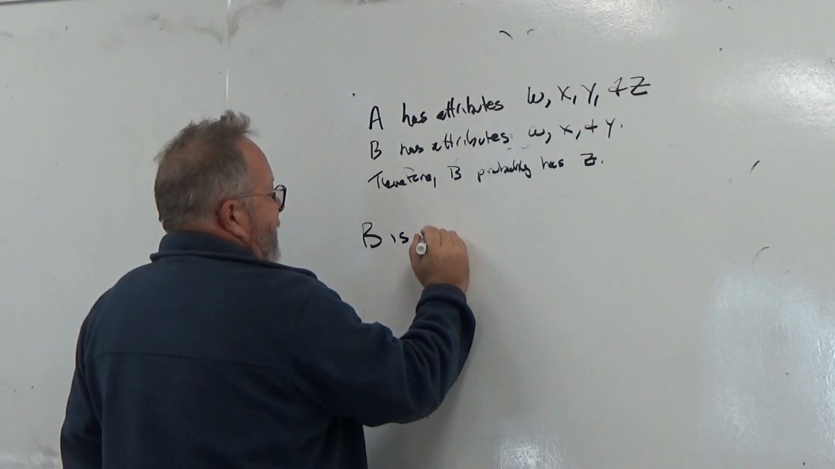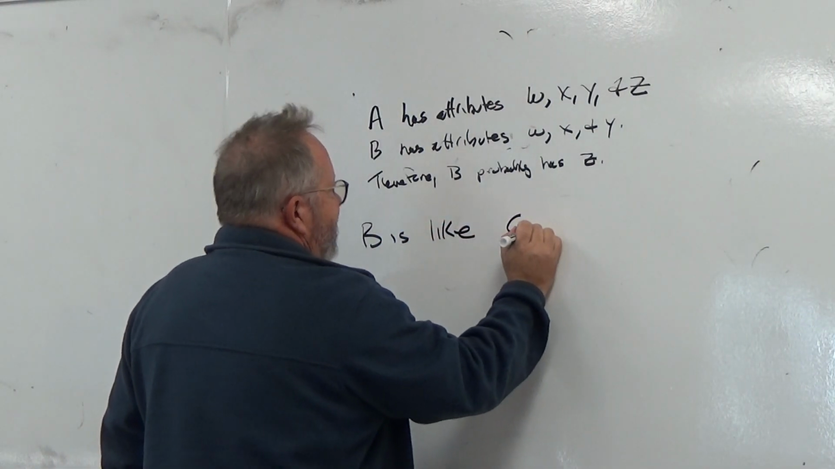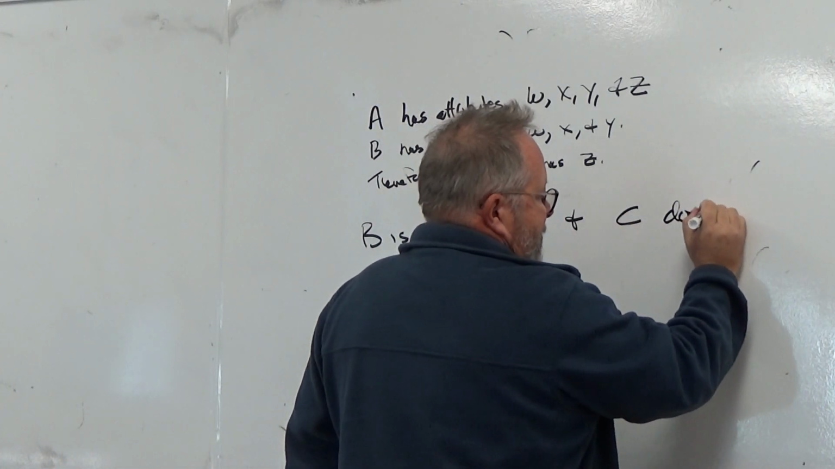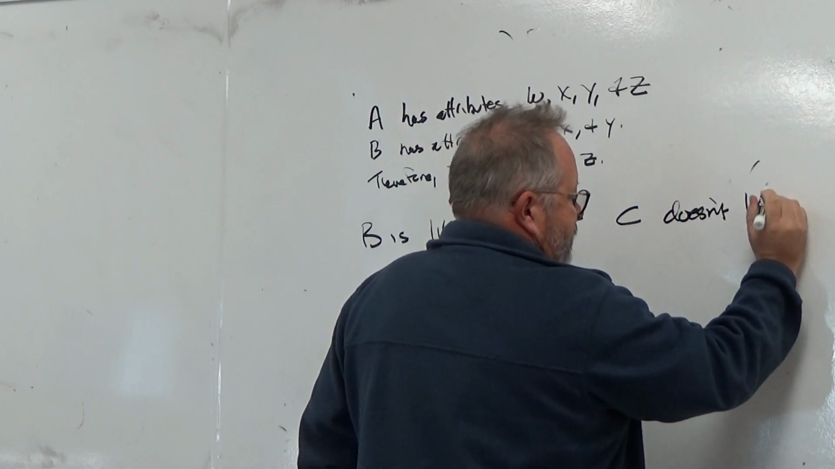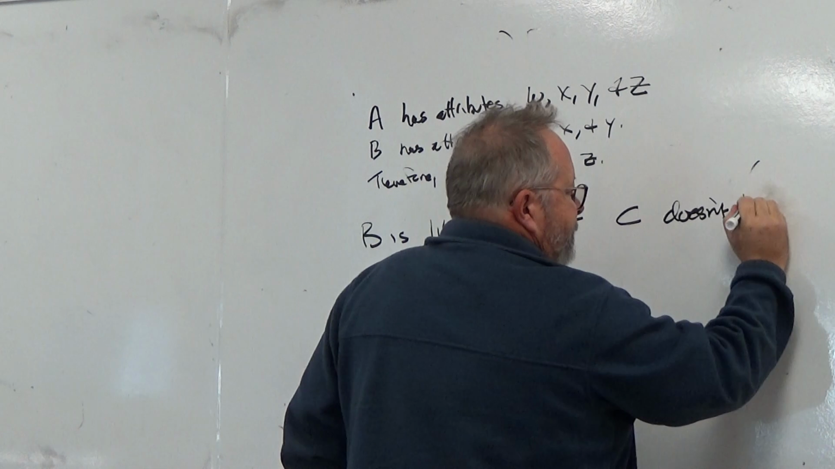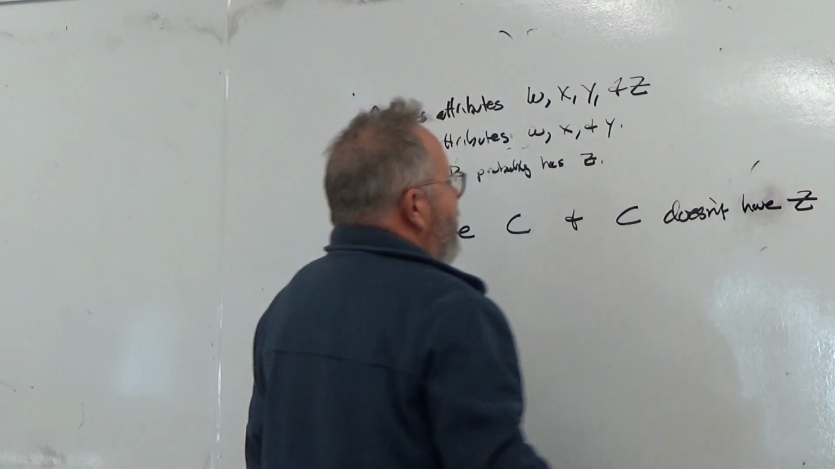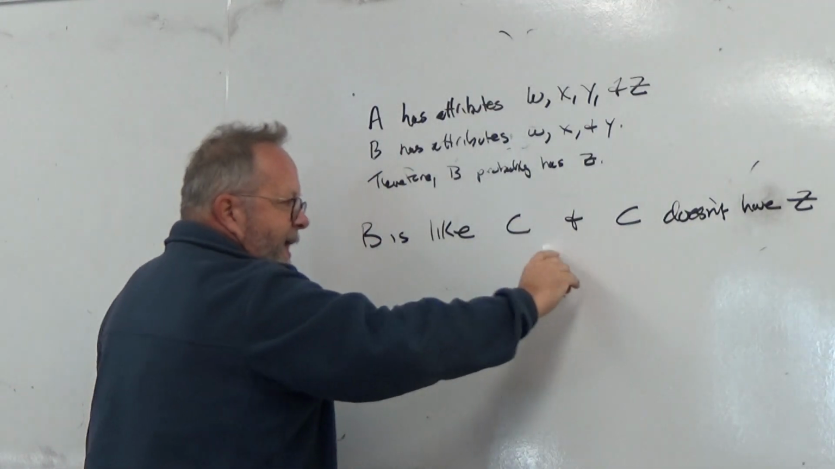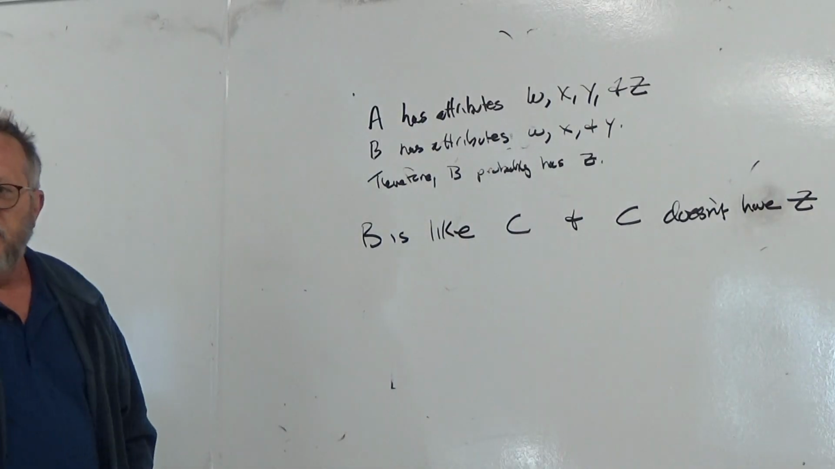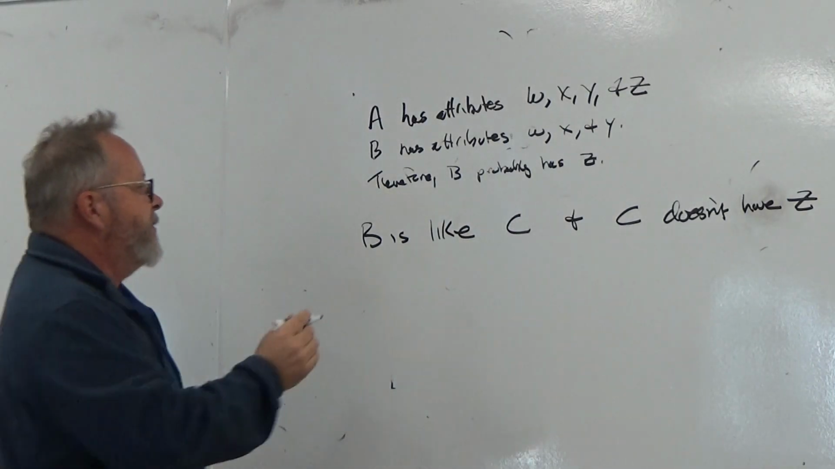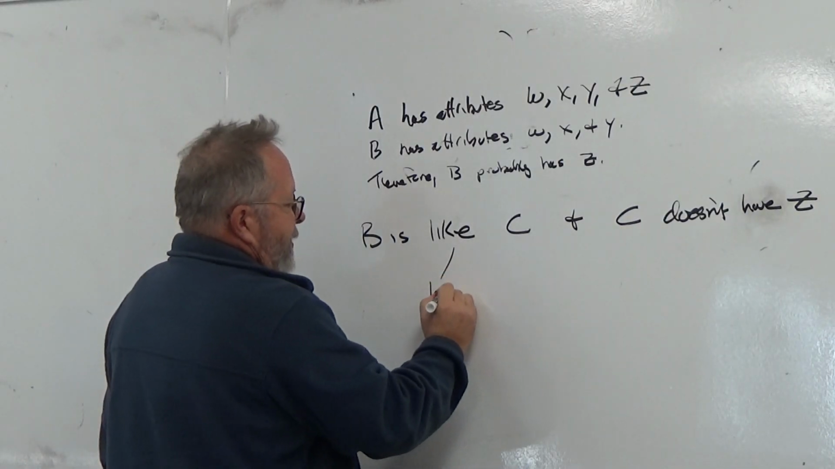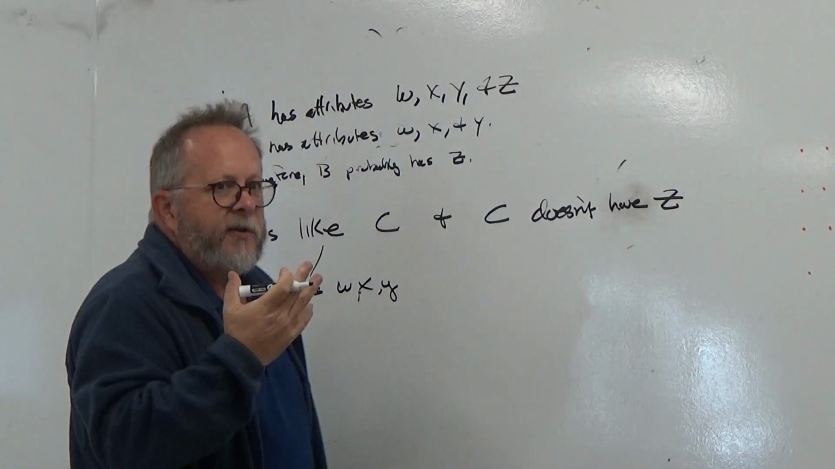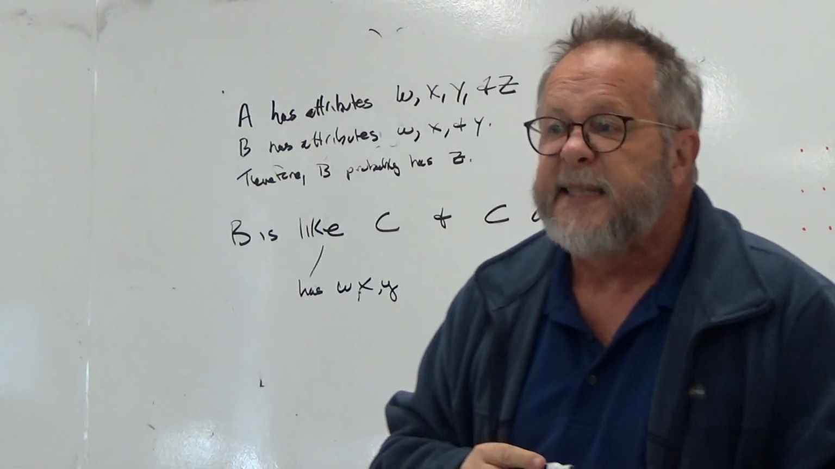B is like C, and C doesn't have Z. So if you can say, hey, look, this thing is like this other thing, and it doesn't have Z, well then you weaken the analogy, right? And when you say "is like," what you're saying is something like this has W, X, and Y, so it's similar to this other thing, but that other thing doesn't have this Z characteristic.